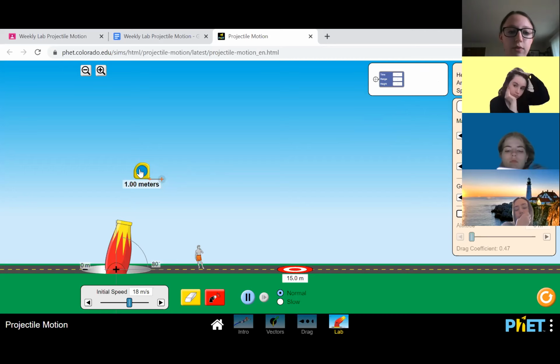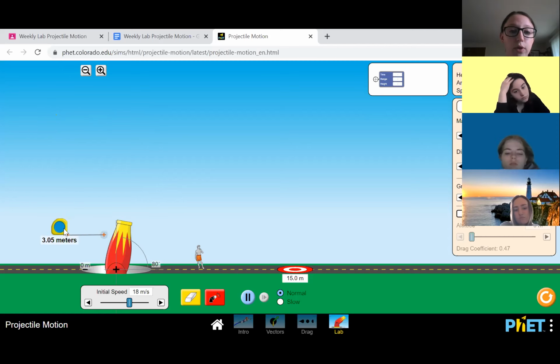A couple of other things that I'll point out is that you do have this lovely measuring tape. You can click and drag that, and you can also pull it to change its length. What's really important is that you keep it as horizontal and vertical as possible all the way throughout your lab, because we're looking at height, which is our distance upward, and also your range, which is our distance horizontally.